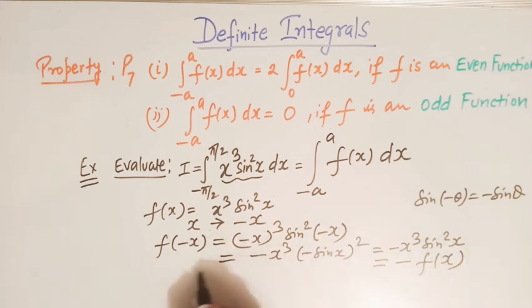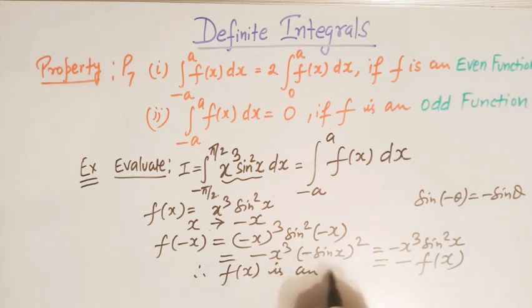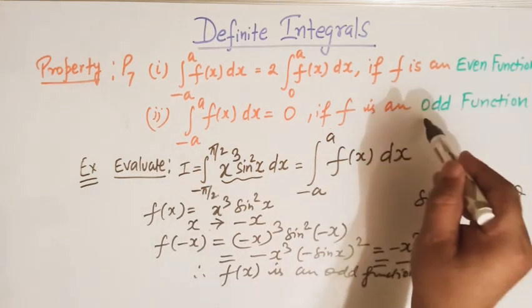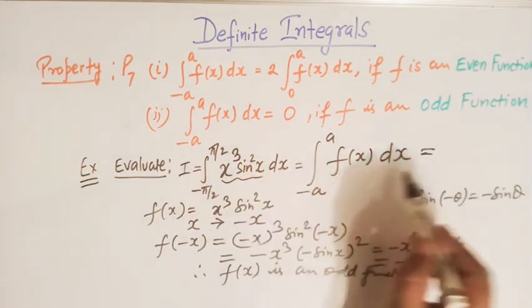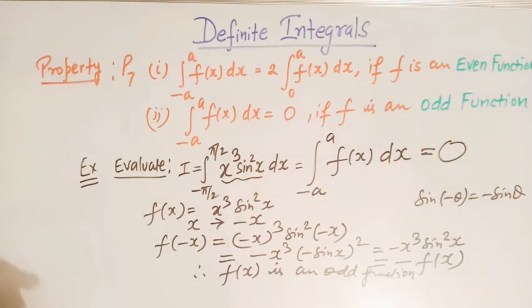Clear? So therefore f of x is an odd function, and by this property the value of this integral is again 0. Clear?